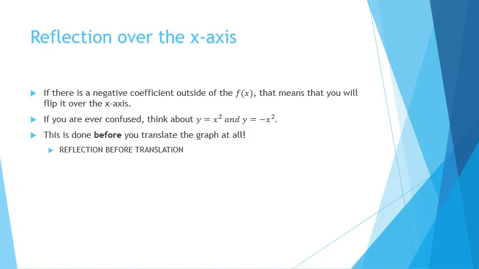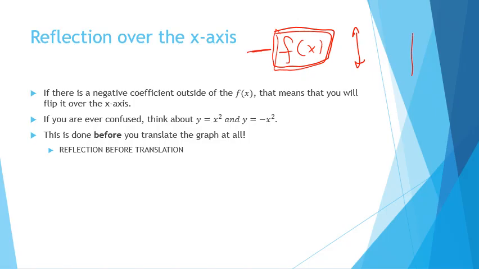All right, and now the final thing that we'll talk about today is reflection over the x-axis. If there is a negative coefficient outside the original function, so pretend this function is like your safety box. If there's a negative sign outside, then you're going to flip it because it's outside of that function. You're going to flip it vertically, over the x-axis there.